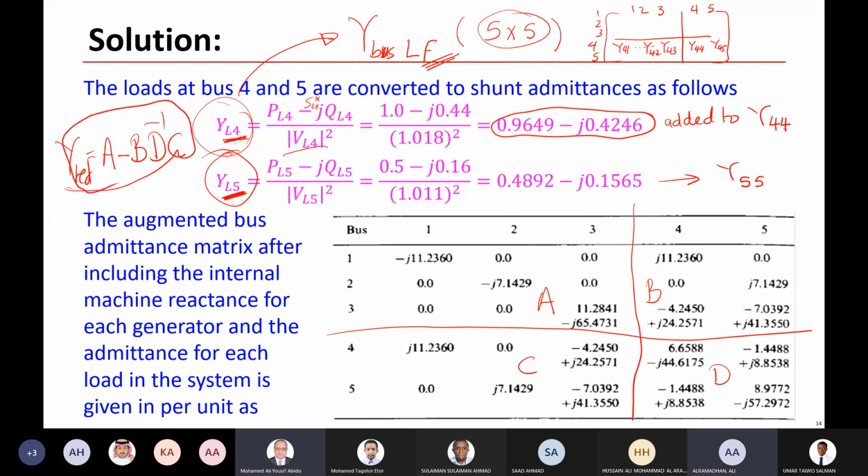So the size of matrix D is 2 by 2. Yes, because you eliminate 2 buses. Okay, and then we remove 4. So this is the reduced matrix now: the A matrix minus B times D inverse times C.